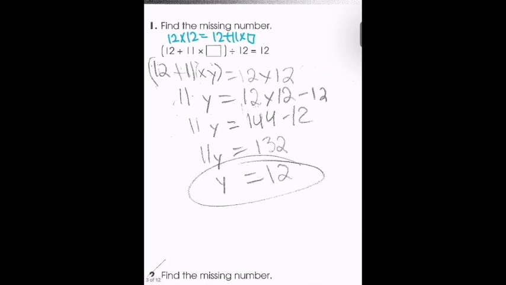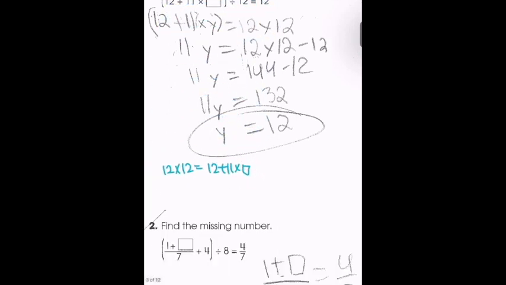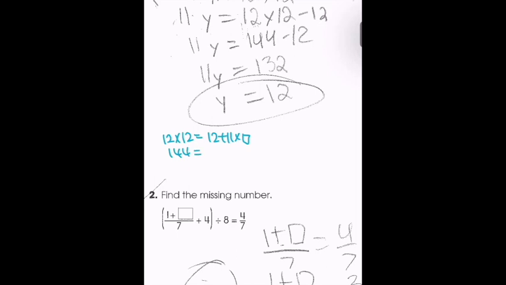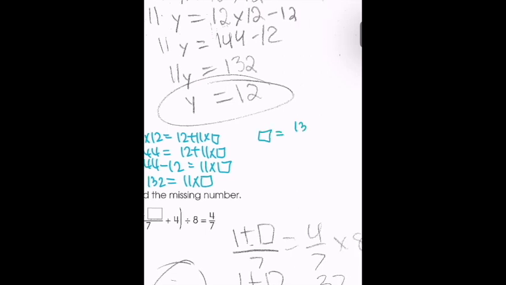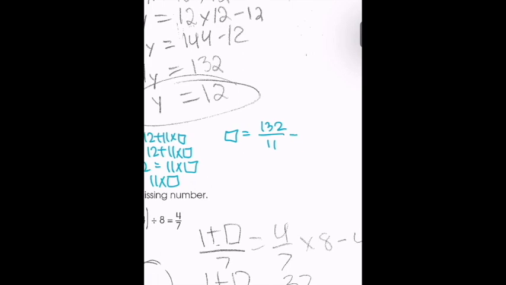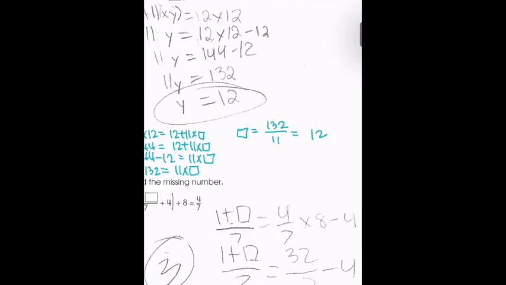And so we'll bring this down. So we have 144 equals 12 plus 11 times square, or the missing number. And so 144 minus 12 is going to be 11 times the missing number. 132 equals 11 times the missing number. And so the missing number is going to be 132 divided by 11. And so that is going to be 12. And so our missing number was 12.